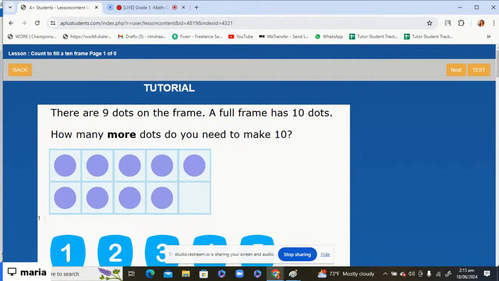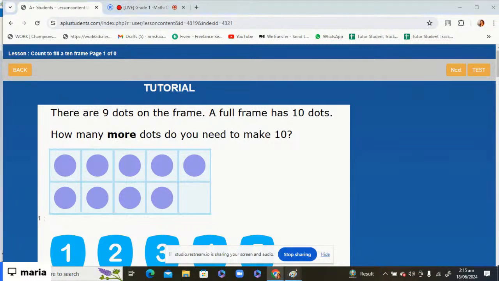All right. So there are 9 dots on the frame. They are asking how many total dots? 9 dots. A full frame has 10 dots. So how many more dots do you need to make 10? Look here. How many more dots do you need in that box? This is a box. These are the dots in it. So how many more dots are here? Then when you count it total, it makes 10. Only one dot is needed here.